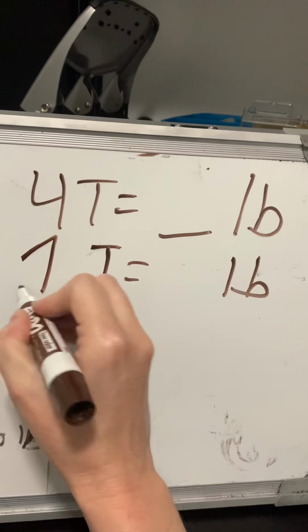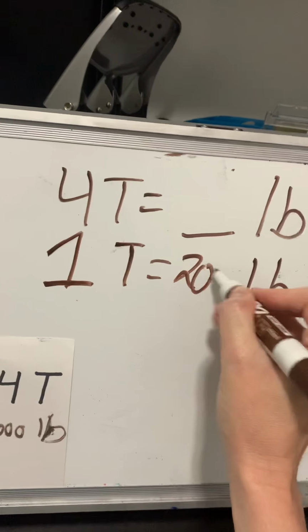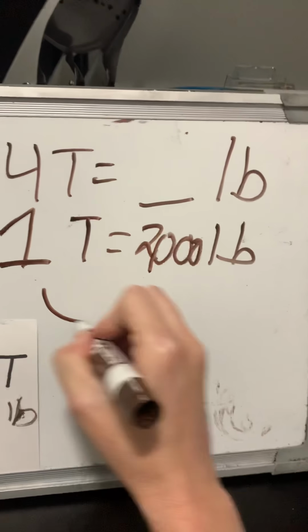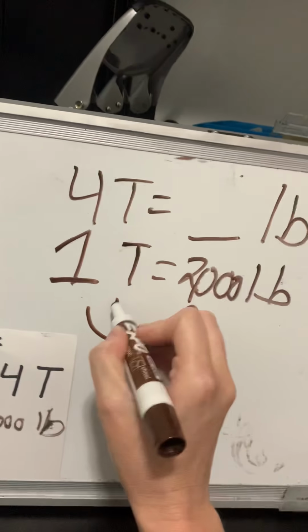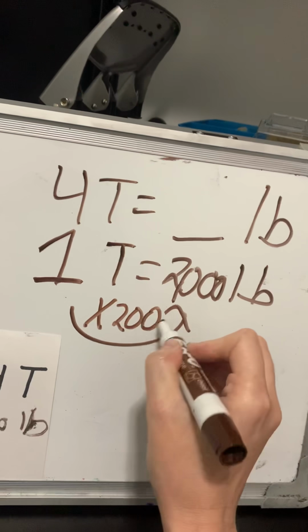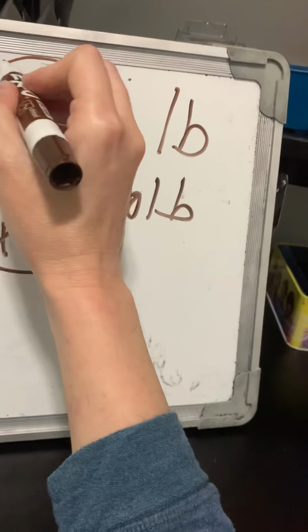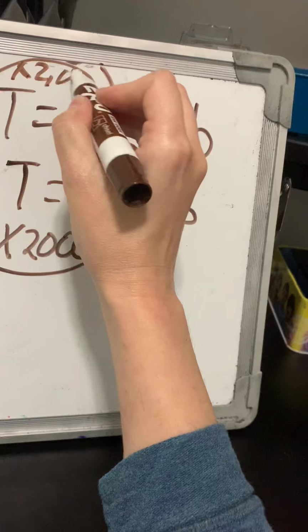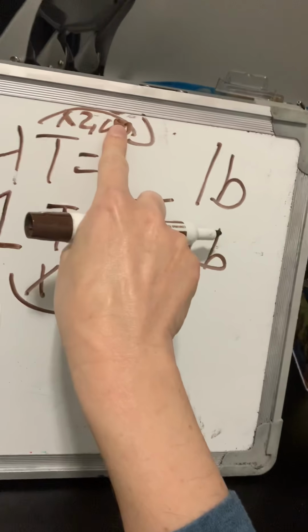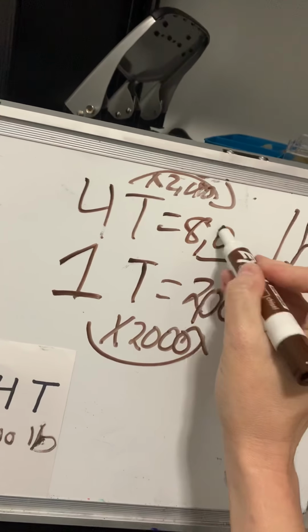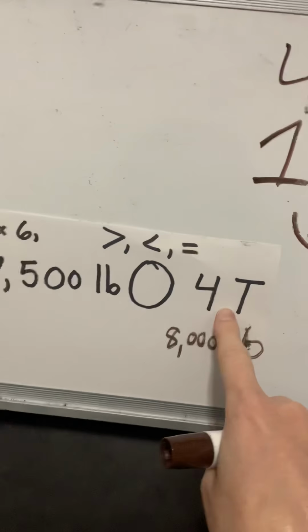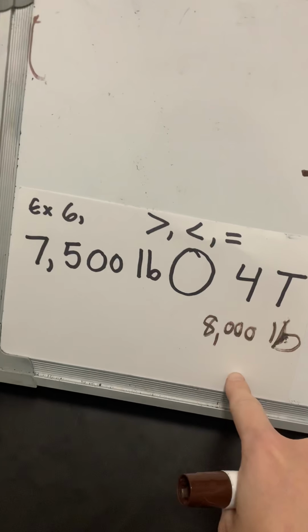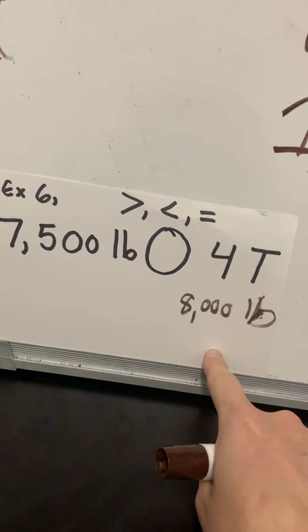I know that 1 ton is equal to 2,000 pounds. How do I go from 1 to 2,000? I'm going to multiply by 2,000. So I'm going to do the same thing here, times 2,000. So 4 times 2,000 is 8,000. So now I know that 4 tons is also 8,000 pounds.